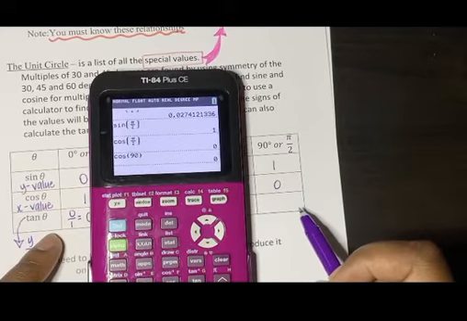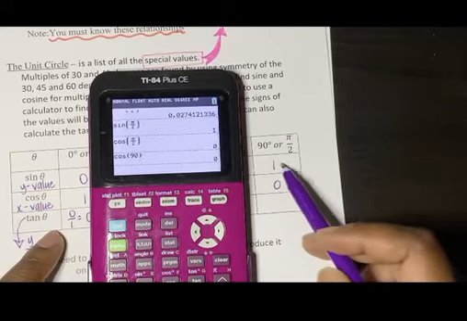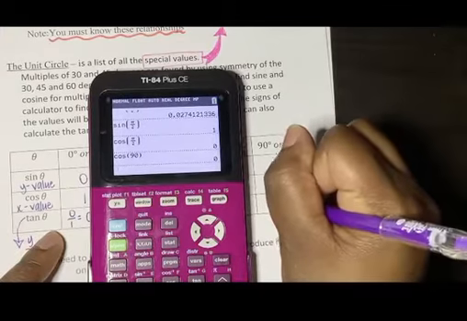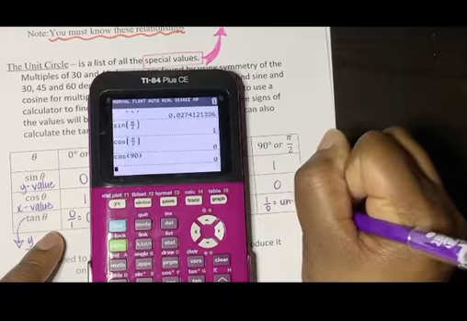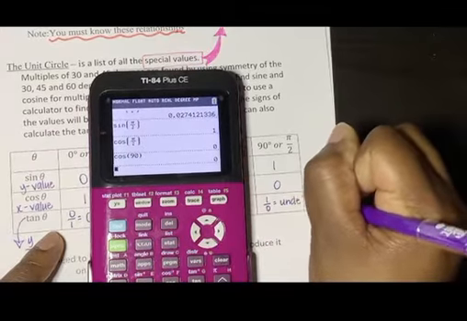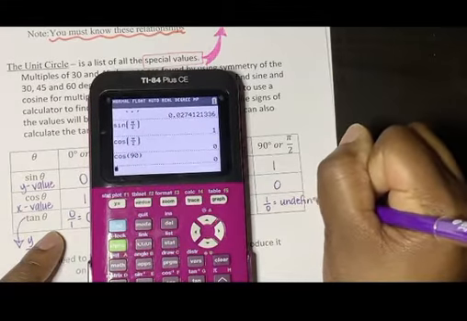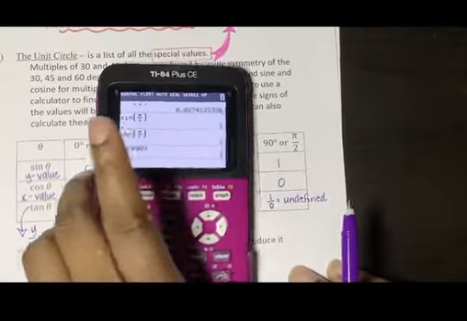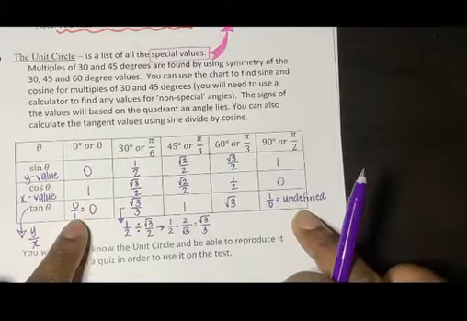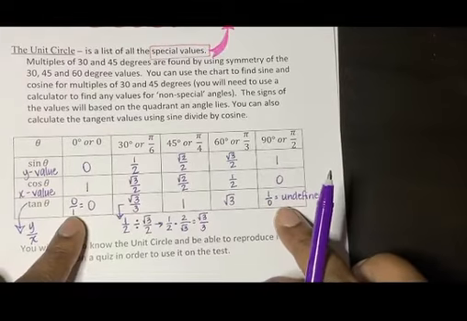If I look at tangent, this is where it becomes undefined because it's this over that. So 1 over 0 is equal to undefined. Now, for those of you who struggle between this one and this one, undefined is always when there's a 0 on the bottom.